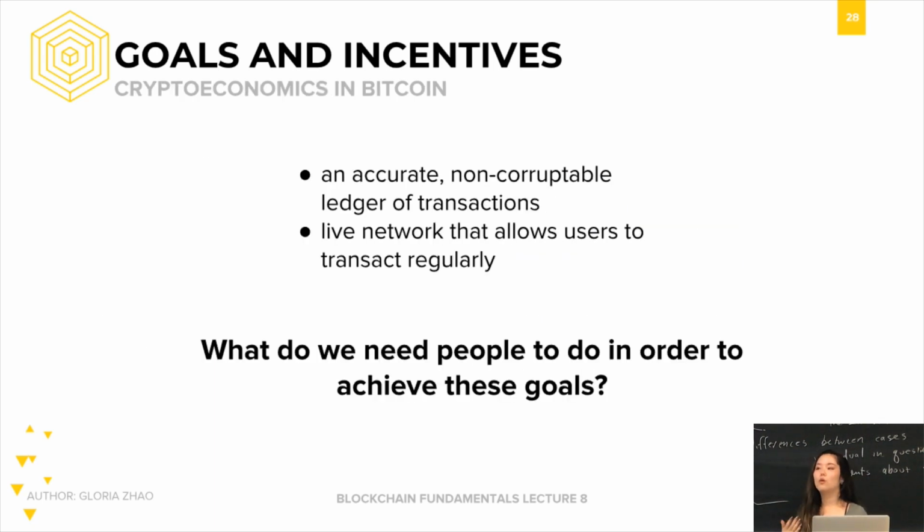So remember the goal of Bitcoin. It doesn't have any wants, but this is what we want when we're designing it: an accurate, non-corruptible ledger of transactions and a live network where you can transact regularly. So what do we need nodes in the network to do in order to achieve these goals? Does anyone have any answers to this question? This is like a team effort. So what is something we need everyone to do in order to make this happen?